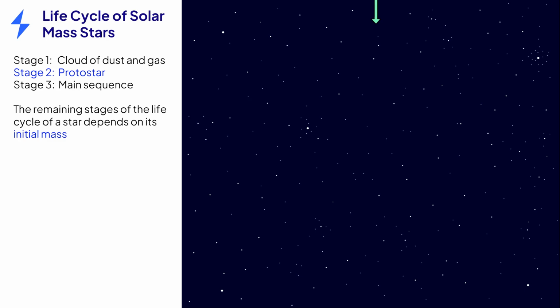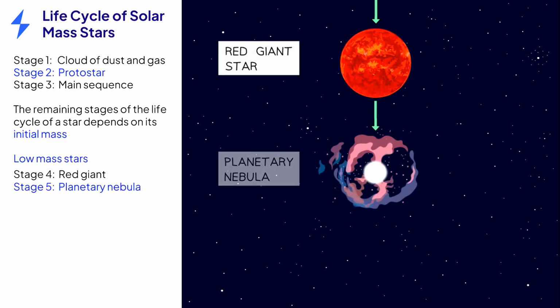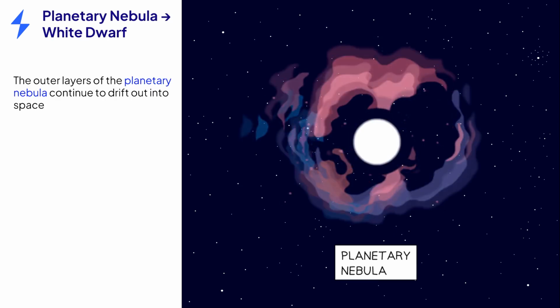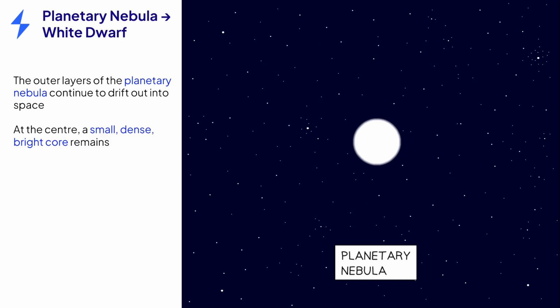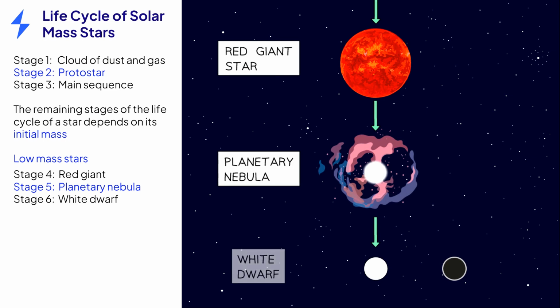So far, we have seen a low-mass star becomes a red giant, and then a planetary nebula. Let's take a look at the final stages of the star's life. The outer layers of the planetary nebula continue to drift into space. In the center remains a small, dense, hot core called a white dwarf. Over time, it releases all of its leftover energy from fusion and fades into a black dwarf. The white dwarf and black dwarf stages are the final two in the life cycle of a solar mass star.